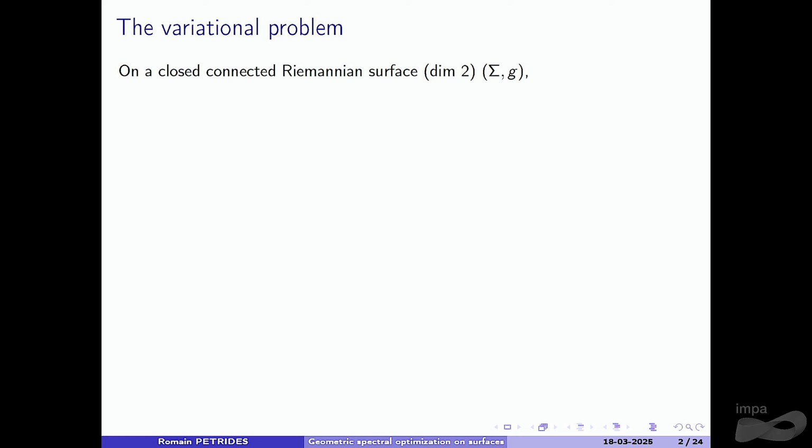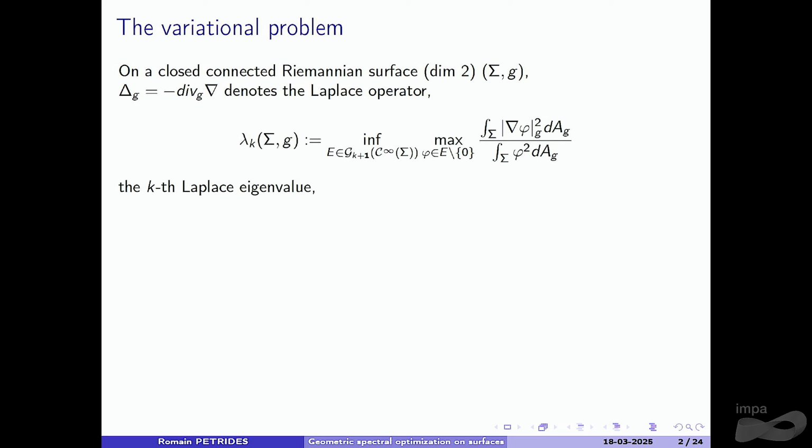So let's start with the variational problem. We are on a closed connected surface, so it is compact, endowed with a Riemannian metric in dimension 2. With a metric, we can define a Laplacian, and we can define eigenvalues associated to this Laplacian, so associated to the Riemannian metric. I define the eigenvalues like this. It's just the diagonalization of the Laplacian.